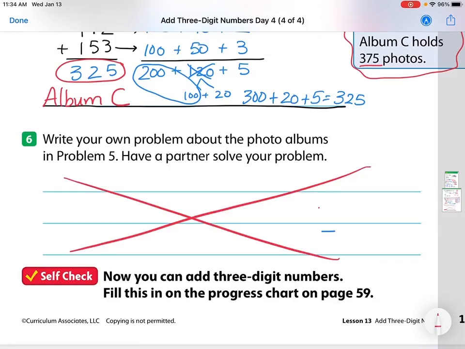So I hope you enjoyed today's lesson. And please go back over your pages for lesson 13 and kind of review how to solve these problems, and you will be totally ready for tomorrow's quiz.